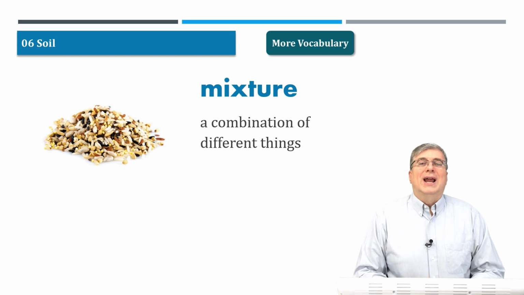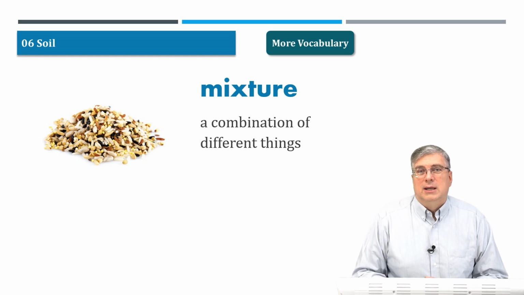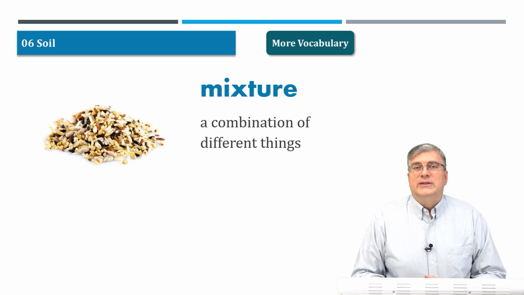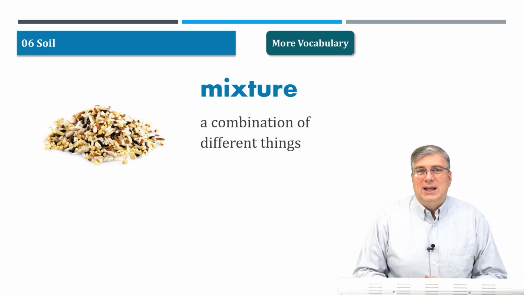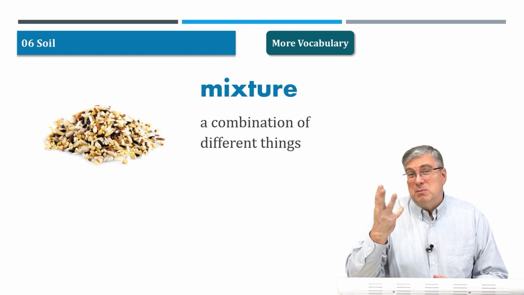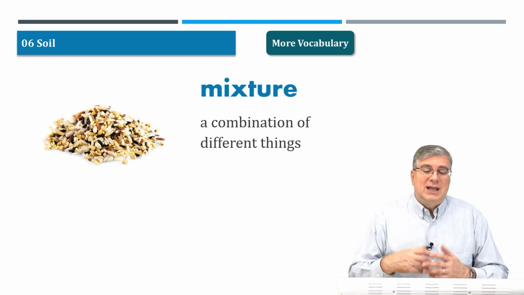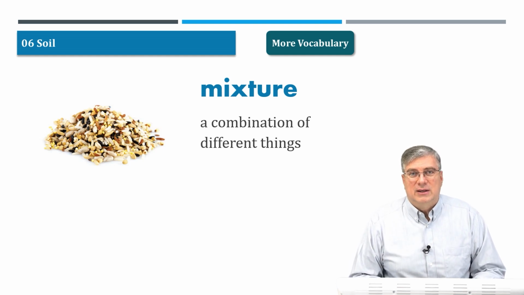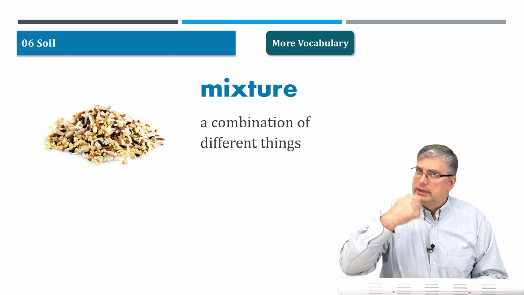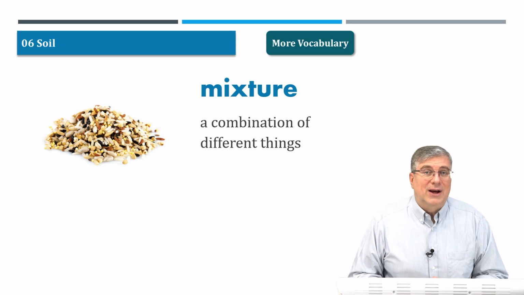If you like to eat grains for cereal, like granola, granola is a mixture of different grains. You probably have wheat in there, you might have rice, you have some nuts in there, you might have some berries in there. So that's a combination of different things. They're all mixed together. It's delicious when you eat it for breakfast.